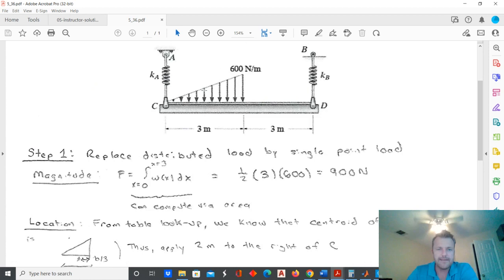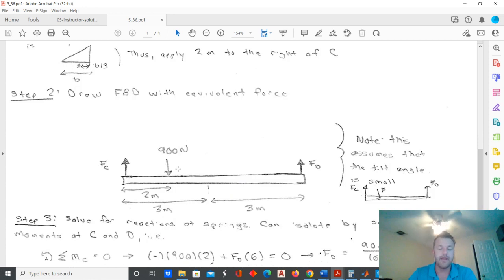So once I've replaced this distributed load by a single equivalent force, the free body diagram is going to look pretty simple. I'm just going to have my reactions associated with the spring at point C and point D, and I'm going to have that single equivalent load, which has a magnitude of 900 newtons, and it's applied at 2 meters to the right of point C.